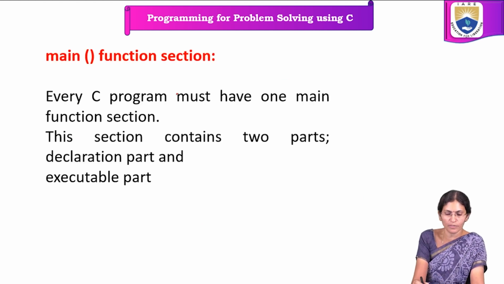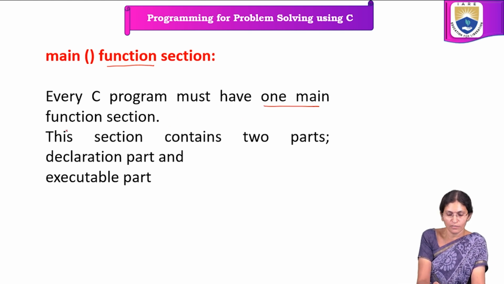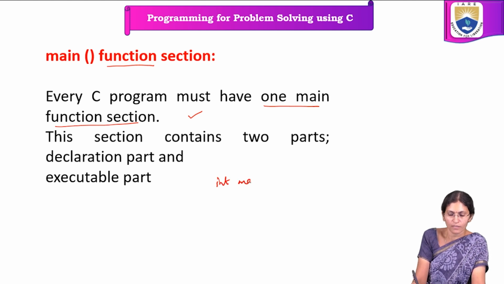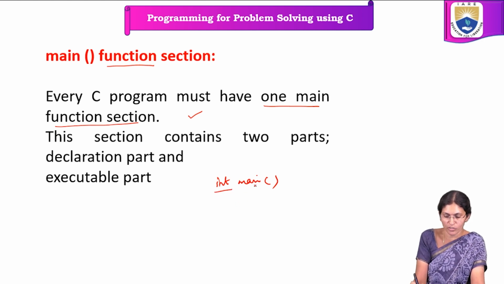Next comes the main function section. Every C program must have one main function section. So this is obligatory, or it is necessary. This section contains two parts. The syntax here is: main function is a user created function. So int is nothing but the return type of this main function.